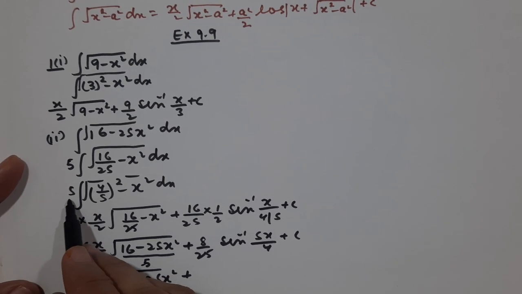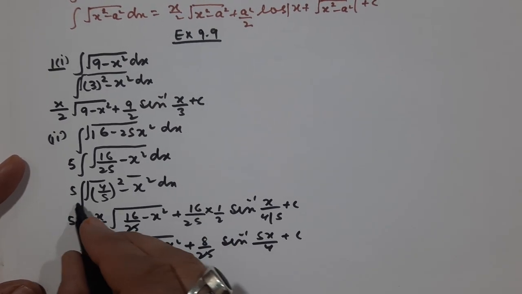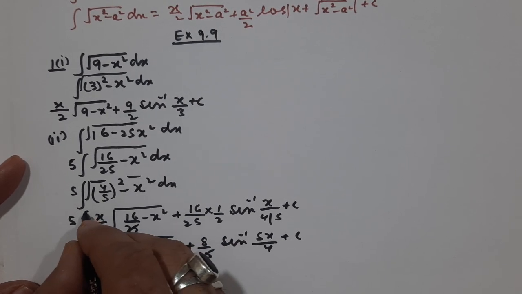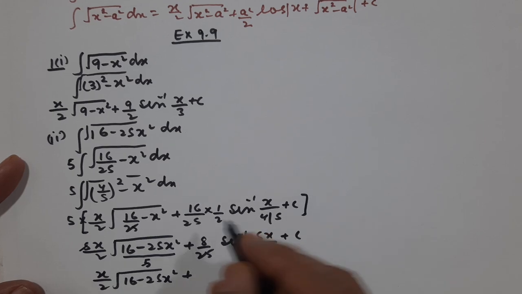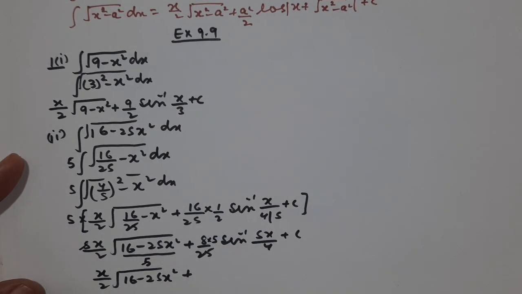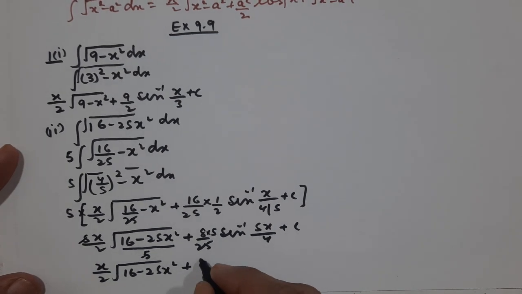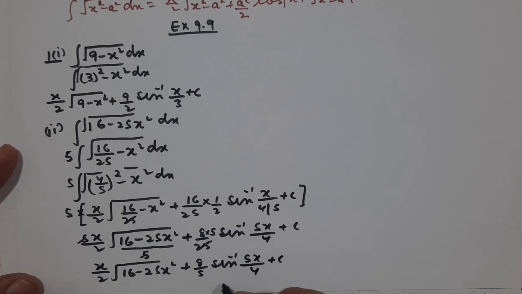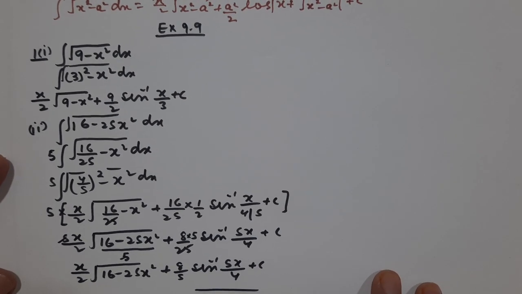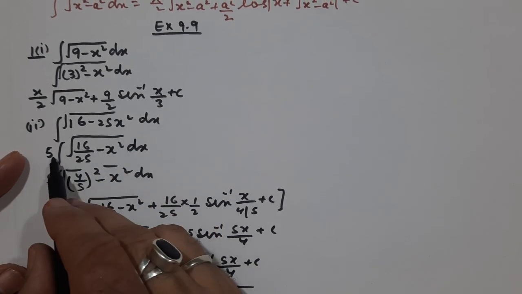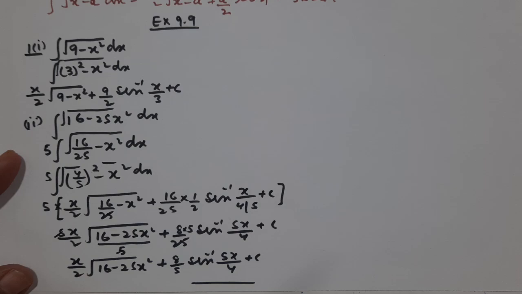Here we can see that 5 is outside the bracket, so when we multiply by 5 we can put a bracket, and when we multiply, we write 5 over here, so we get 8 by 5 sin inverse 5x upon 4 plus c. So students, this is the required answer. If the coefficient of x square is not 1, make it 1 by taking common.